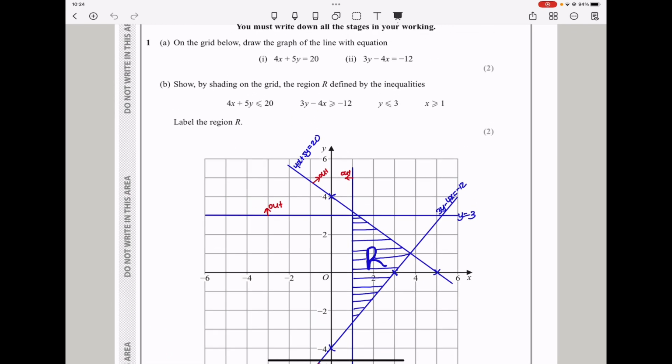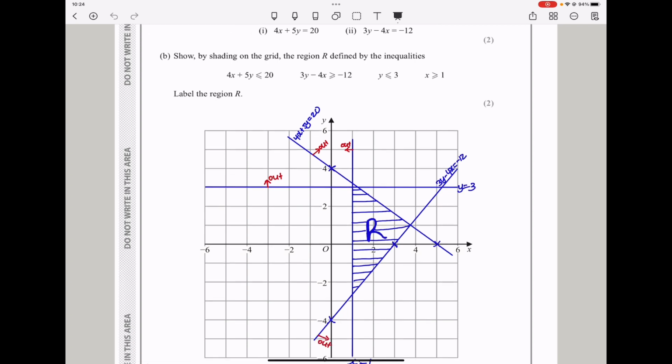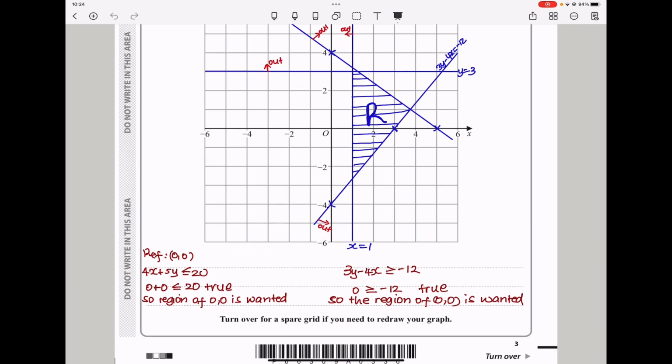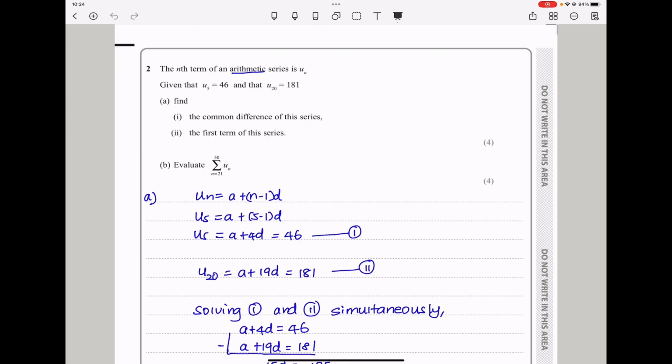Now, when we go here to y ≤ 3, of course, this is the wanted region, this side. And then x ≥ 1. This is the wanted region, so this region is going to be out. So when I shaded, this is my region R as required. So moving on. Question 2.